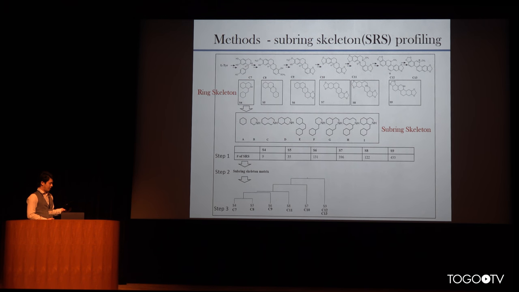Molecular fingerprint techniques have been developed, that is, CDK, PubChem, MACCS, and so on. Those molecular fingerprints generally focus on side chain substructures of molecules. Alternatively, Subring skeleton profiling makes it possible to examine and compare compounds based on all possible Subring skeletons. So Subring skeleton profiling is useful for systematic understanding of the building principles of ring systems.